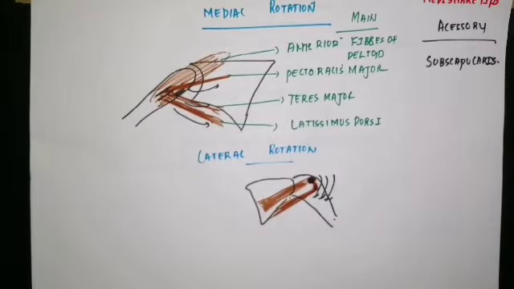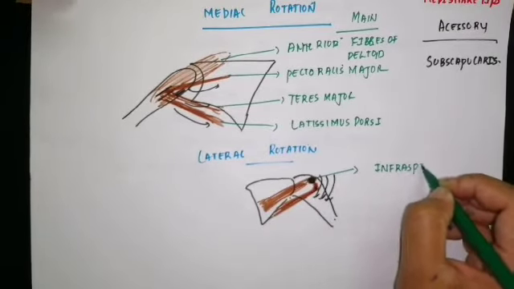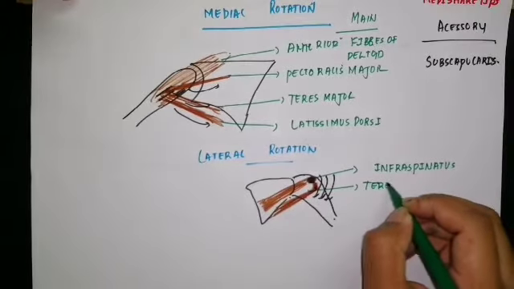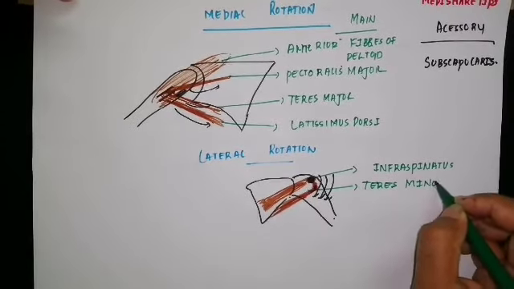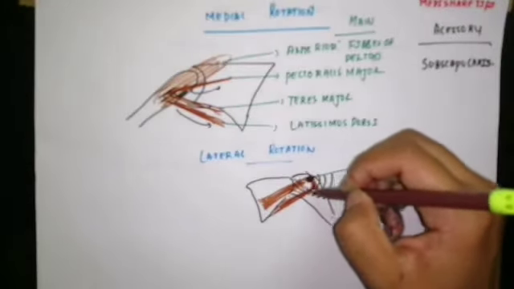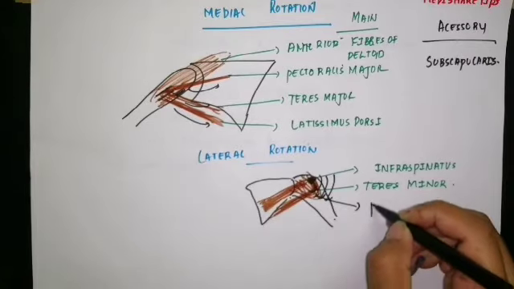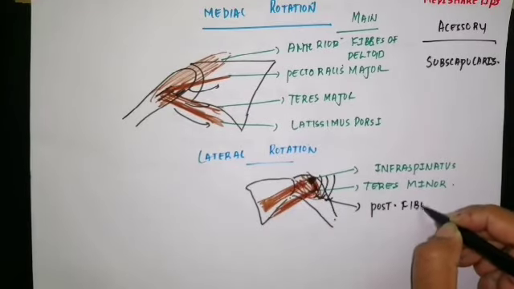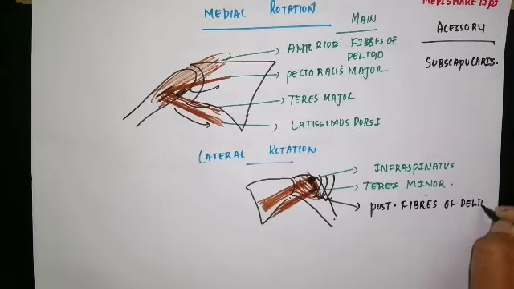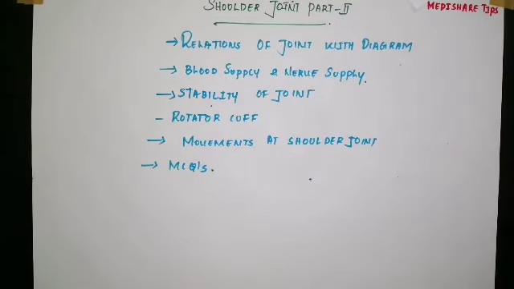So which are these two muscles? These are the infraspinatus and teres minor. Along with this, there are posterior fibers of deltoid also. So these are the muscles which are causing movements of the shoulder joint. And now we'll discuss 2 MCQs from this topic.